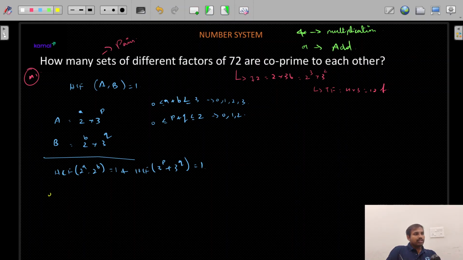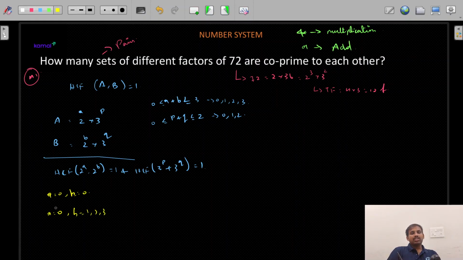So the thing is, if a equals 0, b can also be 0. Yes or no? If a equals 0, b equals 0, 2 power 0 is 1. Again, 2 power 0 is 1. So the highest common factor for 1 and 1 is 1. Similarly, if a equals 0, which means 2 power 0 is 1, then b can take all the values from 1 to 3.